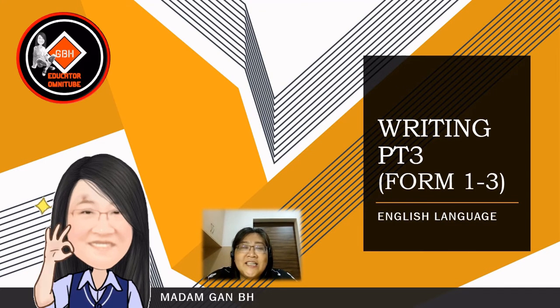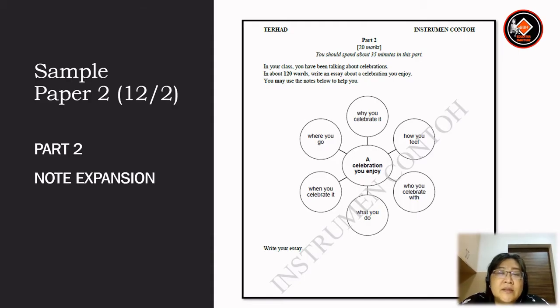This is an English lesson for writing, and it is for Form 1 to Form 3. Here is a sample paper, so writing is paper 2. The code is 12/2. We are looking at part 2. Part 2 is called note expansion.